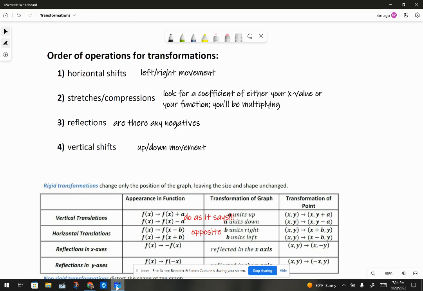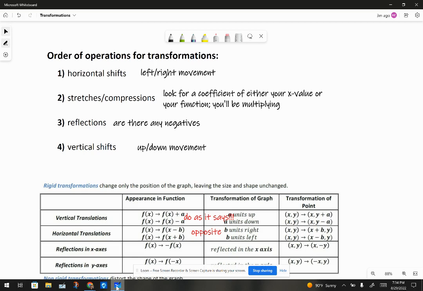In order to see if your graph has undergone a stretch or a compression, you are going to specifically look for a coefficient in your equation. And this coefficient is either going to be the coefficient of an x coordinate in your function, or will be the coefficient of the function itself. So when you identify this coefficient, you are going to end up multiplying that number that you identified by either your x or your y coordinate, depending where it is located.